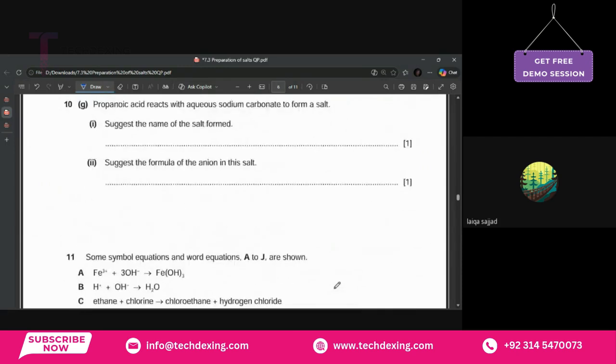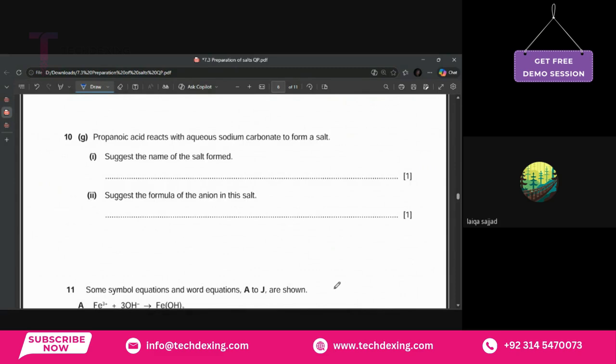Then we are given propanoic acid. It reacts with aqueous sodium carbonate to form a salt. Suggest the name of the salt formed and suggest the formula of the anion in this salt. First, you have to suggest the name of the salt. Sodium propionate. Very good. It would be sodium propanoate.